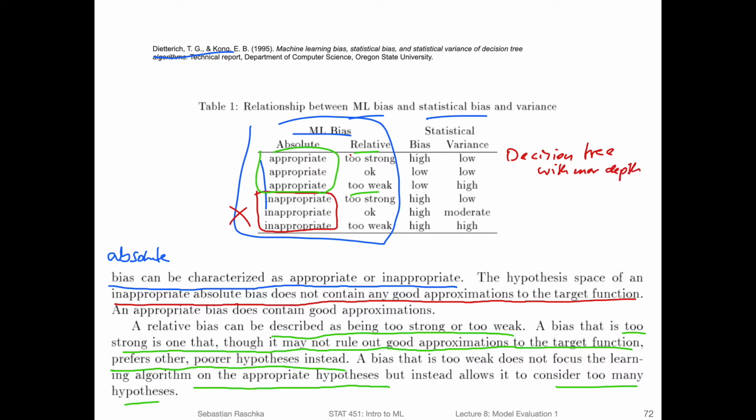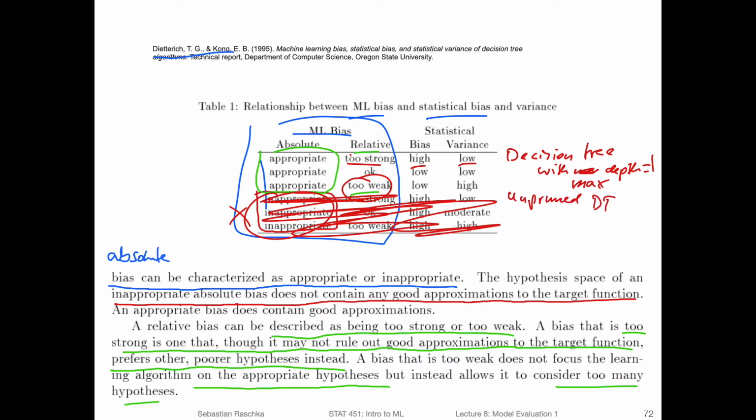It's actually arguably a little bit difficult because it could also fall into the inappropriate section, but let's ignore the inappropriate section. Let's say we have a decision tree with a maximum depth of 1. It's not a very deep tree, so in this case we would have a very strong relative bias, which also then will correlate to a high bias in terms of statistical bias, because the model will be too simple to fit the dataset well in most datasets, but it will have a low variance.